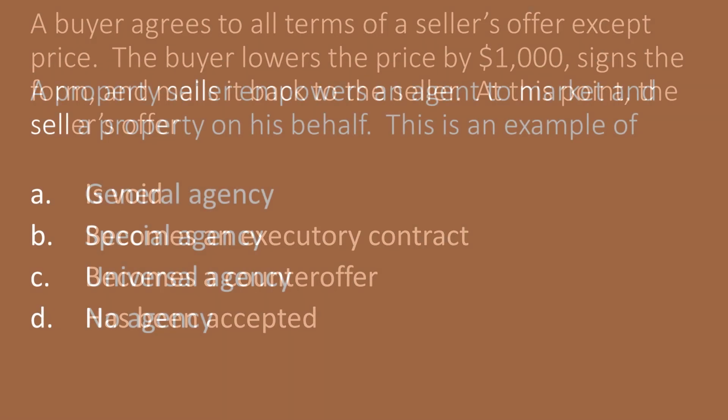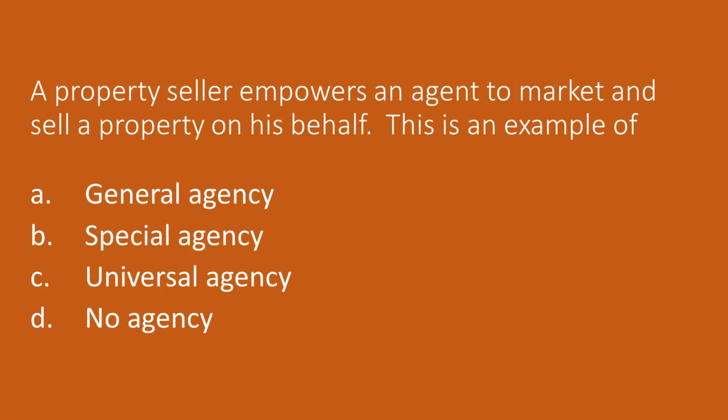Question number 9. A property seller empowers an agent to market and sell a property on his behalf. This is an example of A. general agency, B. special agency, C. universal agency, or D. no agency.